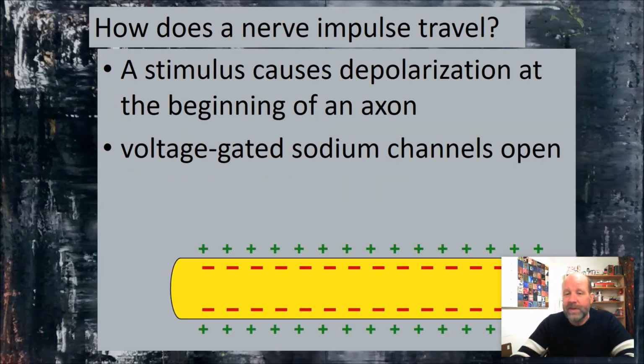So some stimulus, usually from another neuron or something like that. Some information tells your brain, hey, I need to move something. There's something coming at my face. I need to dodge it, whatever. We send a signal to a neuron. That signal causes depolarization on the neuron, right at the beginning of an axon.